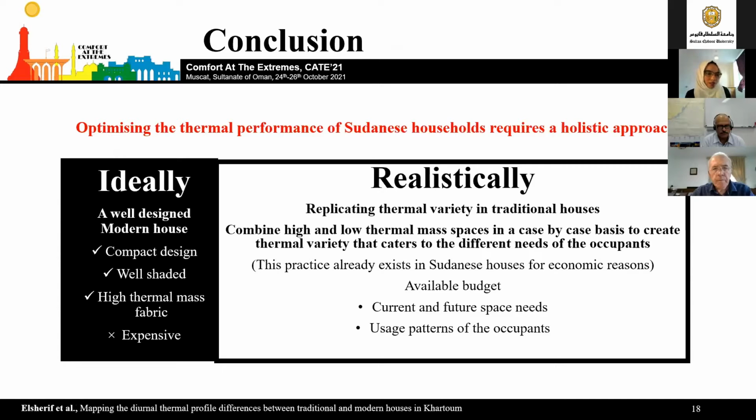Ideally, the modern house is compact, well shaded, and has a high thermal mass in the fabric. That is a perfect solution, but the problem is it's expensive and it's not accessible to everyone. So realistically, we want to replicate the thermal variety that existed in the traditional houses, but create that indoors, because people don't want to migrate outdoors anymore. So, combining high and low thermal mass spaces on a case-by-case basis. You have to look at each individual family and what's happening with them.